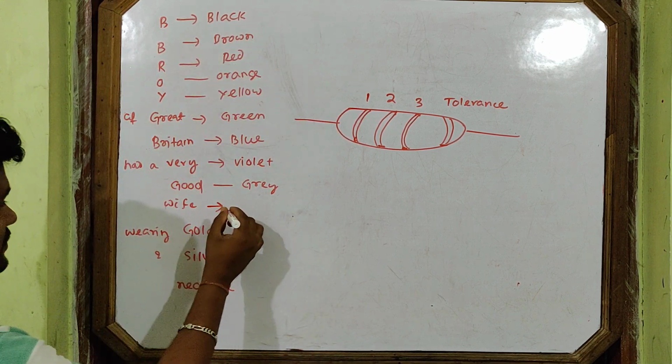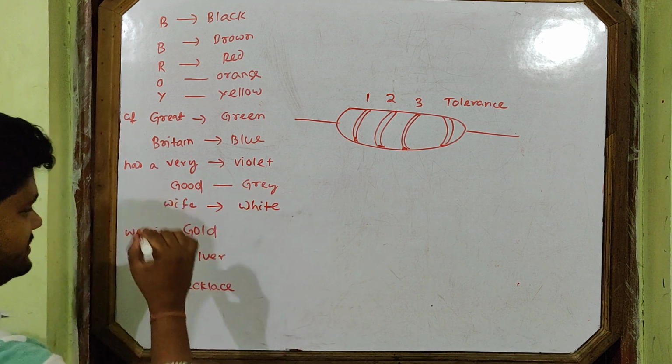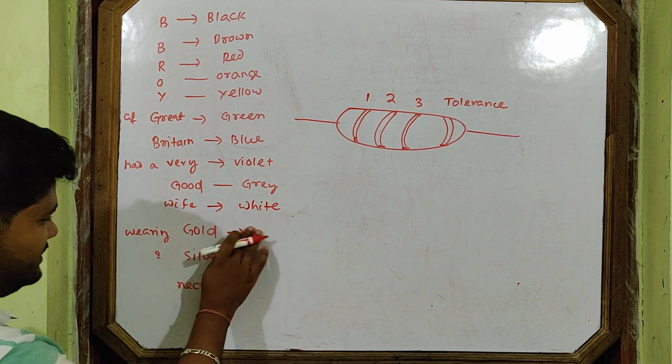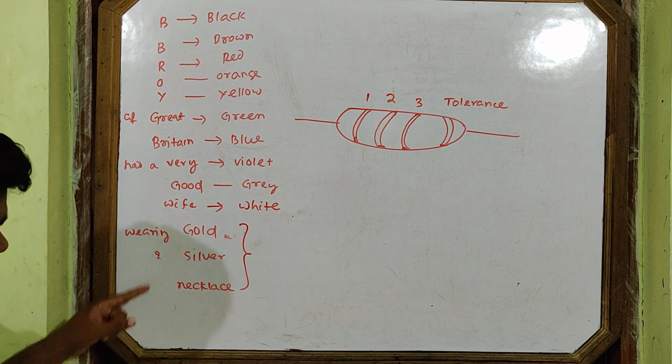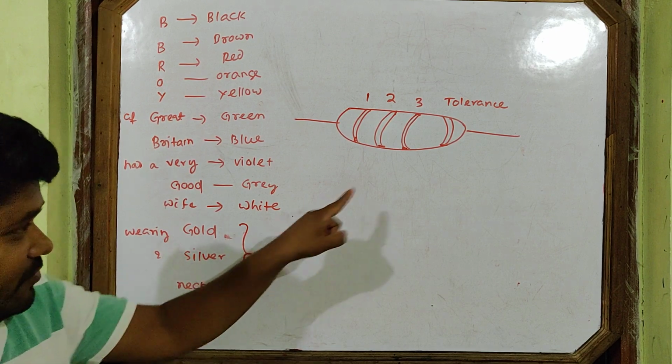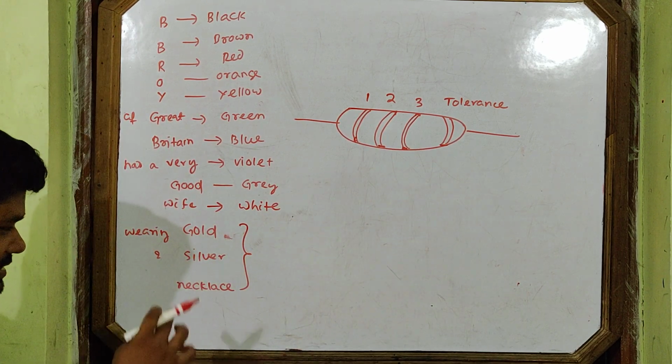First is brown, second is blue, then this is white. Okay, white is white, then gold. These three are called tolerance. These three are the fourth color. In the fourth color only these three will be found in the fourth band. Okay, they are called tolerance.